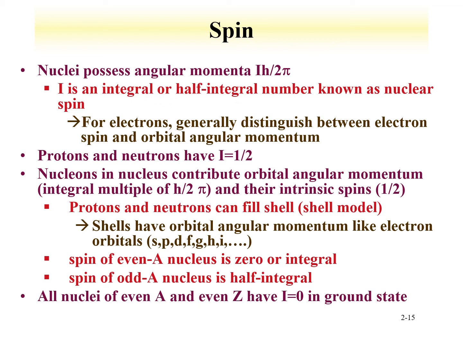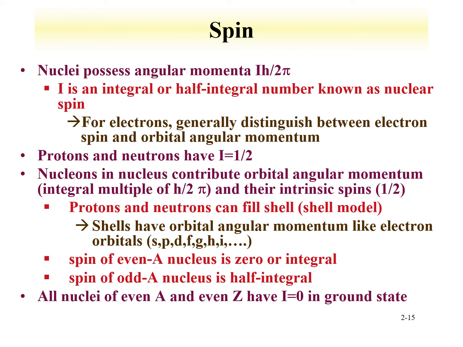Generally we distinguish between electron spin and orbital angular momentum. So again, what you may have learned about electron spin has correlations with neutron and proton spin. Like electrons, neutrons and protons have spin of 1/2, so it's a fundamental property. The nucleons in the nucleus contribute to the orbital angular momentum and the nuclear spins in a nucleus. So basically, what we're going to learn when we talk about the shell model is that the spin of a nucleus is determined by the unpaired nucleons.